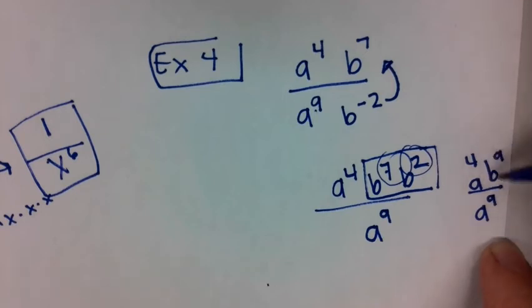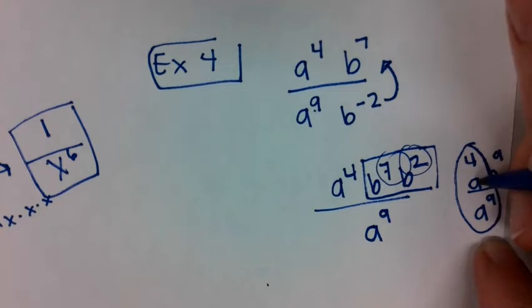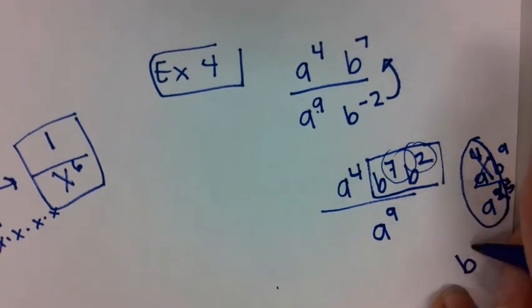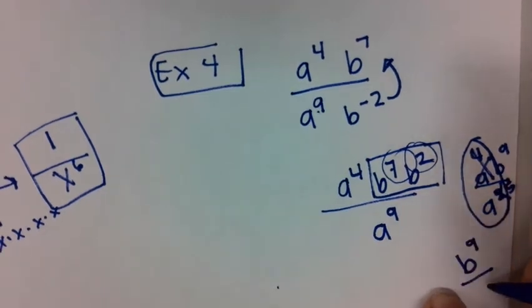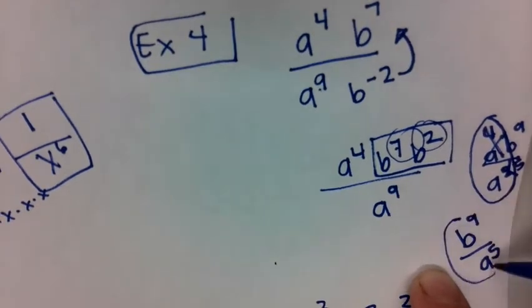Because I have a fraction, my fractions are at war. The top and the bottom, if they're the same variables, go to war. So a doesn't go to war with b, a has to go to war with a. If there's 4 on top and 9 on bottom, all 4 of these a's are going to cancel out, and 4 out of those 9 are going to cancel out, leaving me with 5. So my final answer is b to the 9th over a to the 5th. And that would be my final answer.